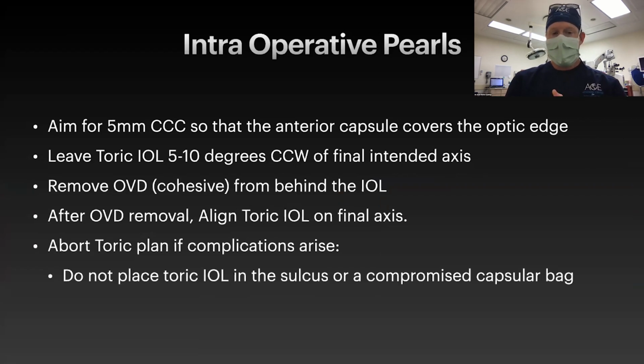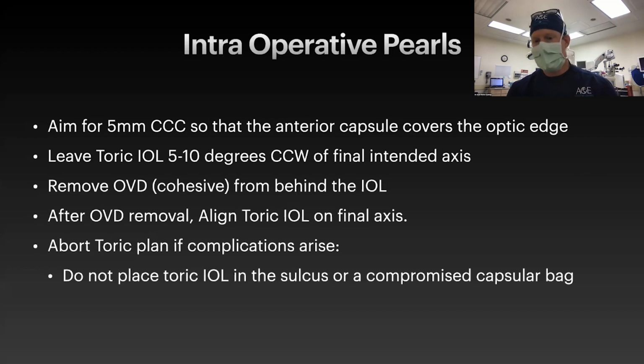You usually want to leave the toric about 5 to 10 degrees just shy, or counterclockwise, of the final intended axis. Then you'll remove the viscoelastic or the OVD from behind the IOL, and then you'll tweak the lens into its final axis. So that's not mandatory, but that's just a pearl of mine, a technique that I use. It's easy to rotate the lens this way, much more difficult to go backwards. And so you want to avoid that if you can.